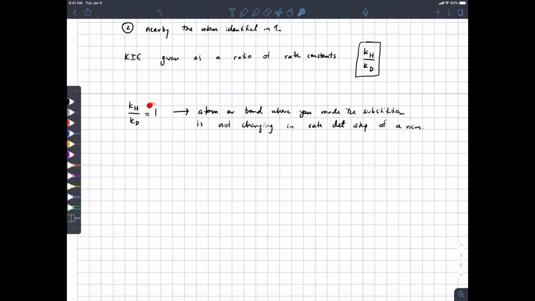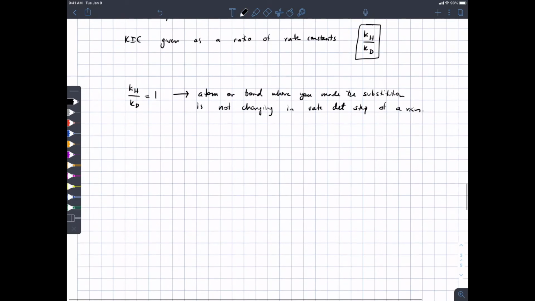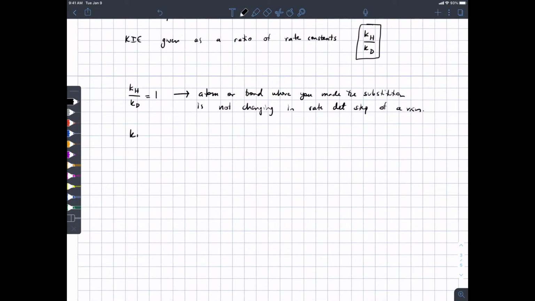It's a debate as to how close to 1 it needs to be before it can be totally ignored. Kinetic isotope effects can be small, but still significant. If the reaction is faster with hydrogen versus with deuterium, that is, if this ratio is greater than 1, that's called a normal isotope effect.